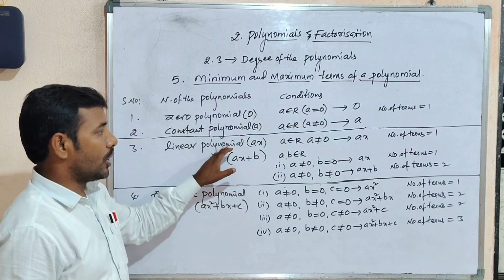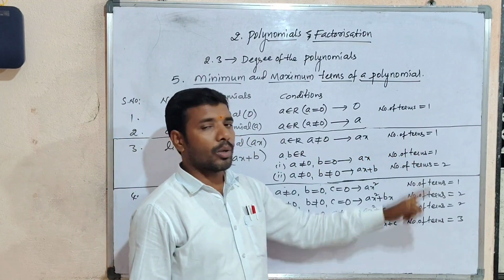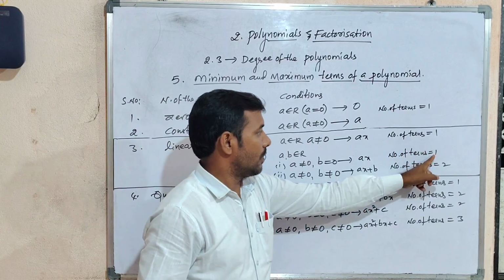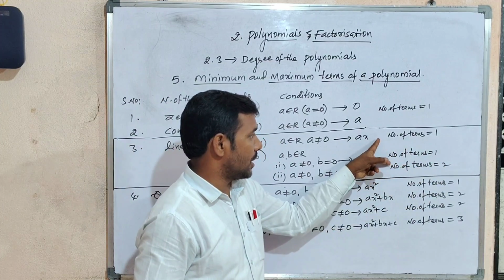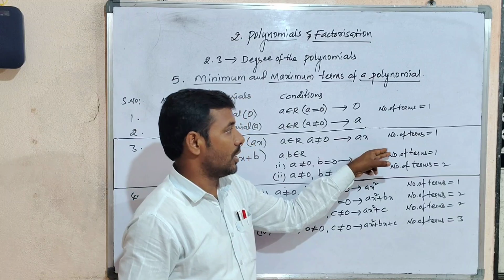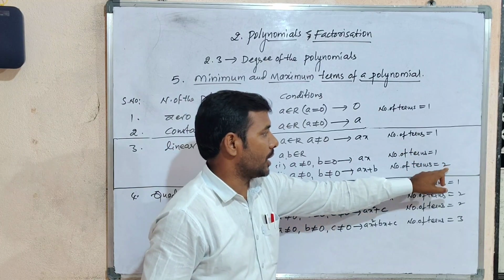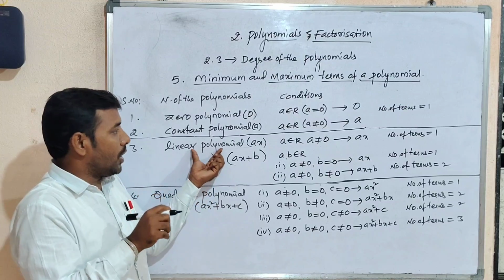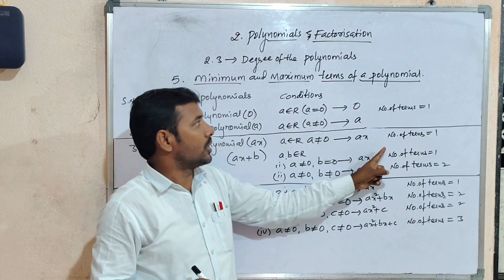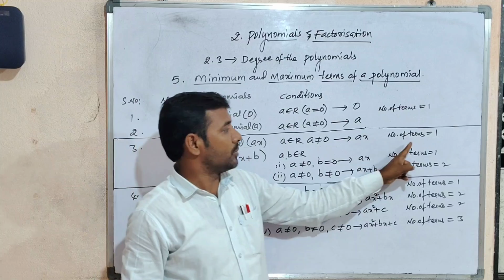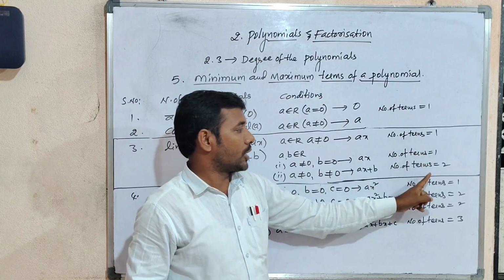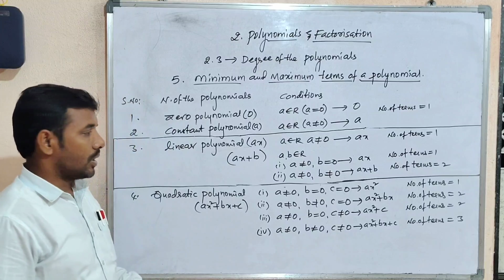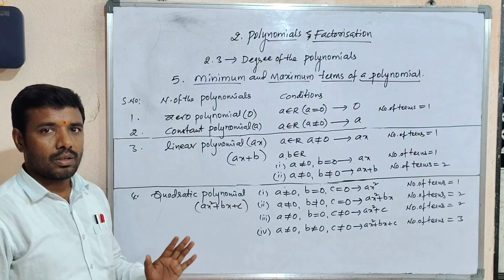In a linear polynomial, the minimum number of terms is 1 and the maximum is 2. This is the related concept of linear polynomial only. Once again, in a linear polynomial, the minimum number of terms is 1, maximum terms are 2. I think, okay? You got it clear?